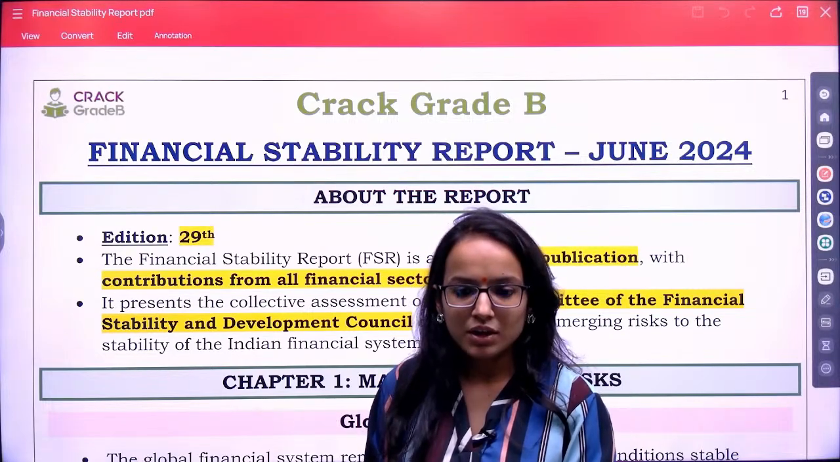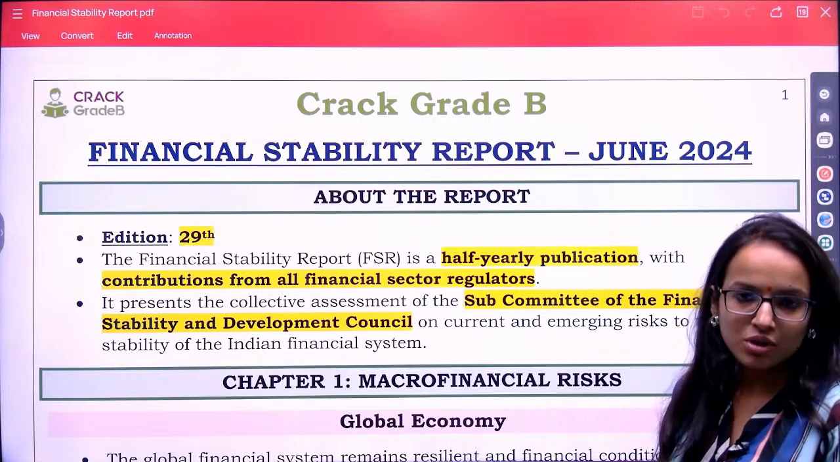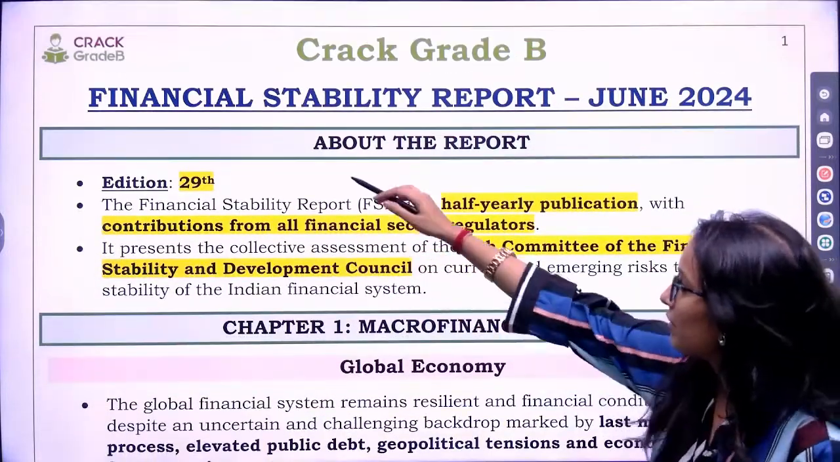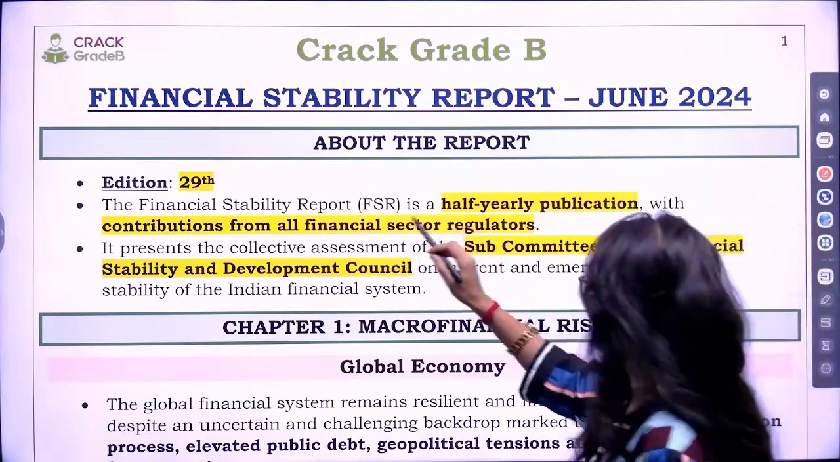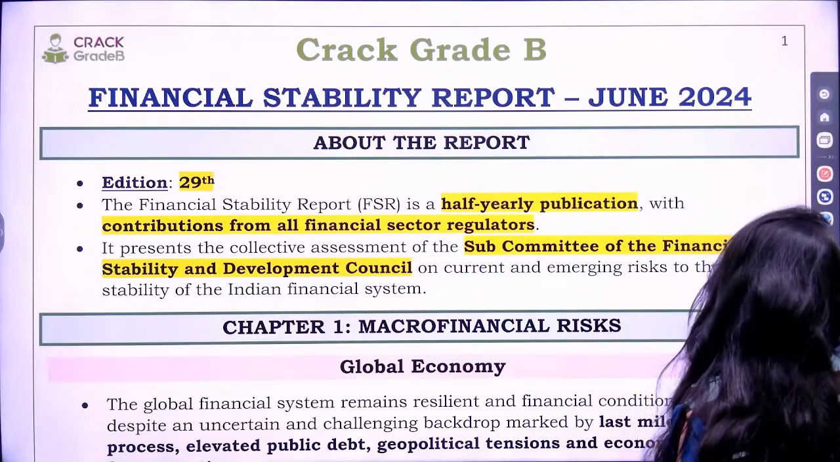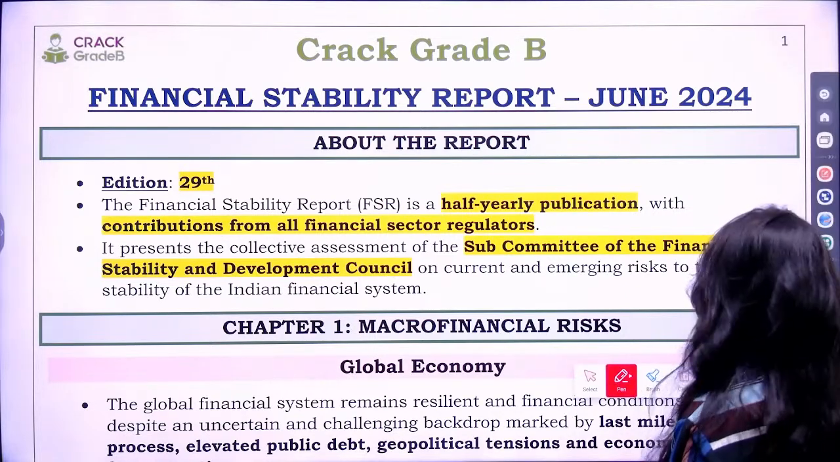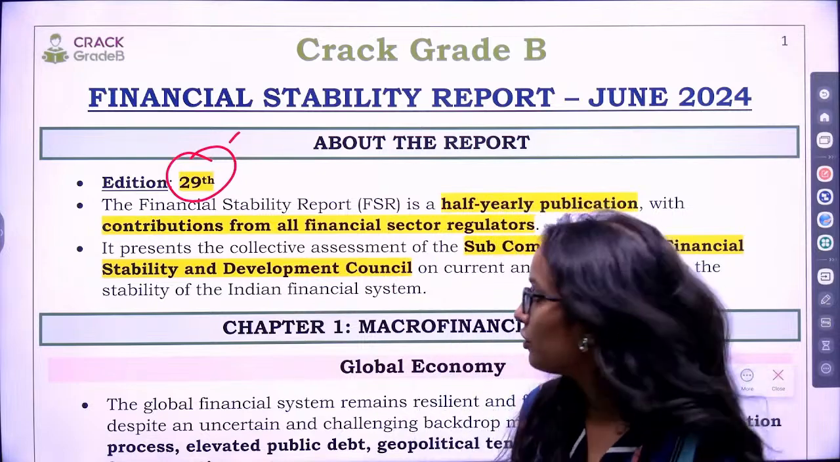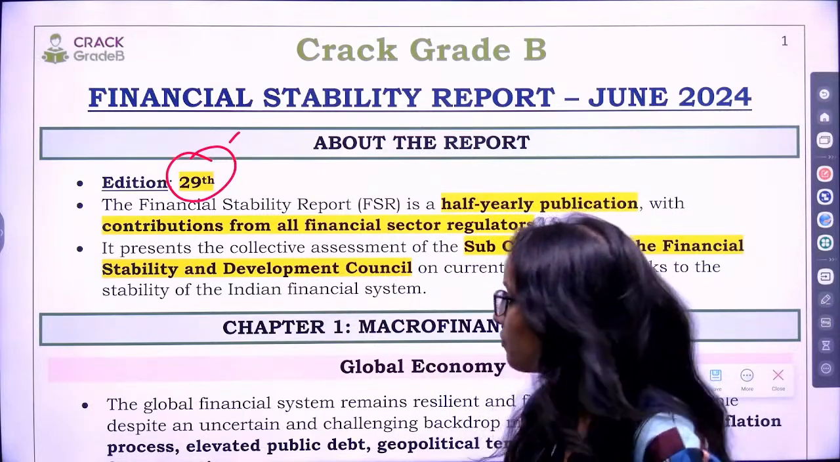Now, you know that this is the 29th edition of Financial Stability Report, right? So here we have the PDF Financial Stability Report June 2024. It is the 29th edition, as you all know. Now, there is a general introduction about the report at first instance.